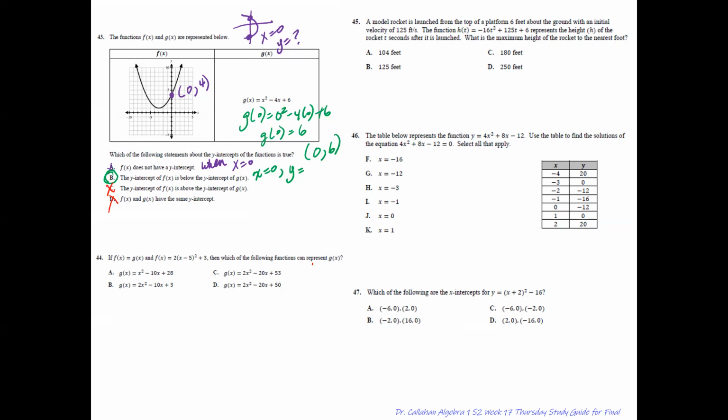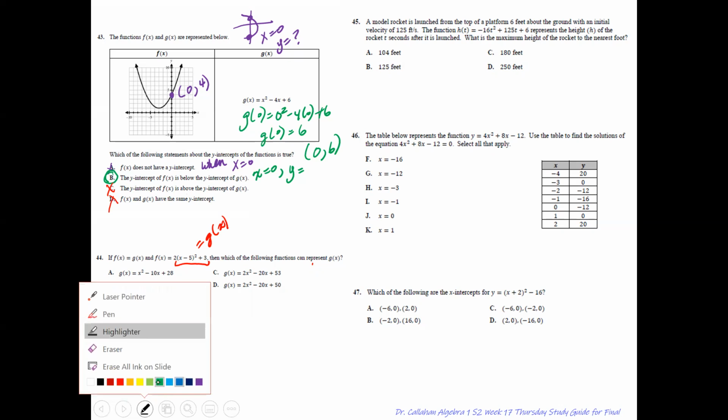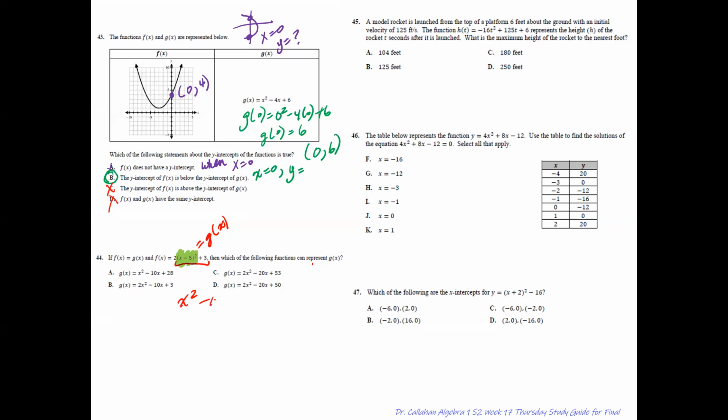Okay, number 44. If f of x equals g of x, and f of x equals this, which one here represents g of x? Well, I know that this is going to be equal to g of x, so let's solve for this. First thing to do is you want to FOIL the x minus 5 squared. If I FOIL that, it will be x squared minus 10x plus 25, times 2. That's 2x squared minus 20x plus 50, plus 3. This part is 53. So which one matches this equation? Looks like C.